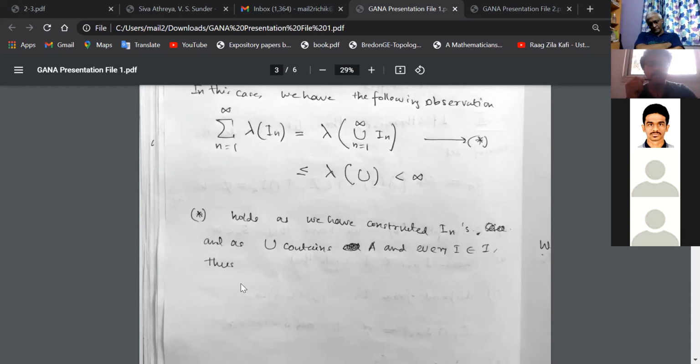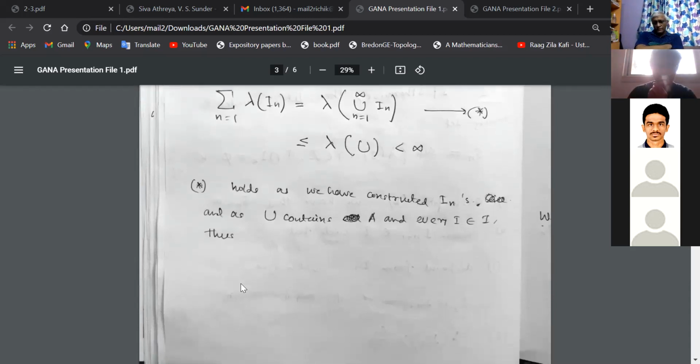Now, why does this hold? Because as we have constructed the intervals, every I is contained in U. Thus the union will be less than or equal to lambda of U, and thus it will be less than infinity. It will have finite measure.